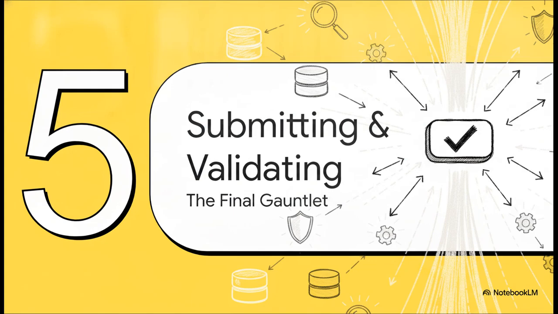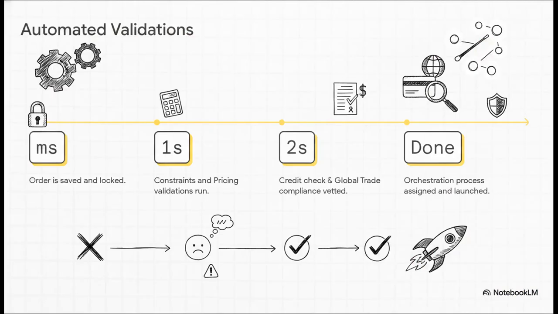Finally, Section 5, Submitting and Validating Orders. The final gauntlet. We've reached the climax of our order's journey. This is the exact moment the user hits submit and kicks off a massive flurry of automated background checks. This timeline is intense. Let's see how this builds. First, in literal milliseconds, the order is saved and locked. No one else can touch it or change it.